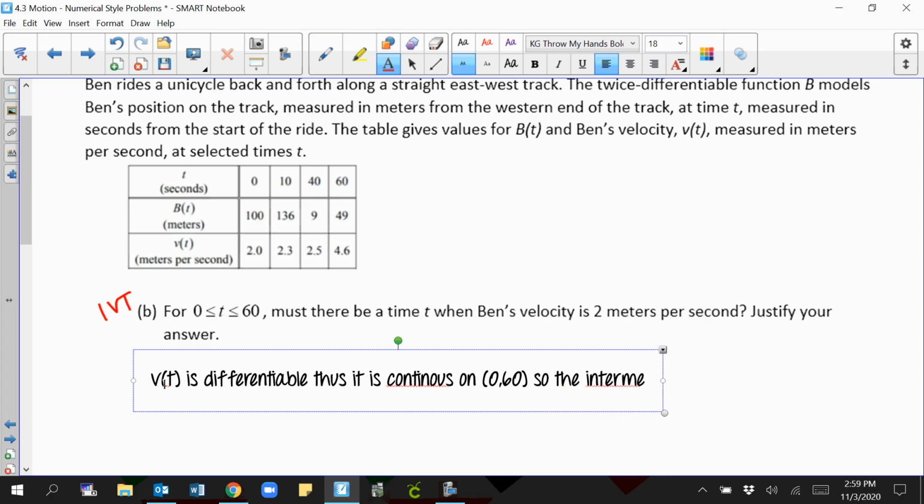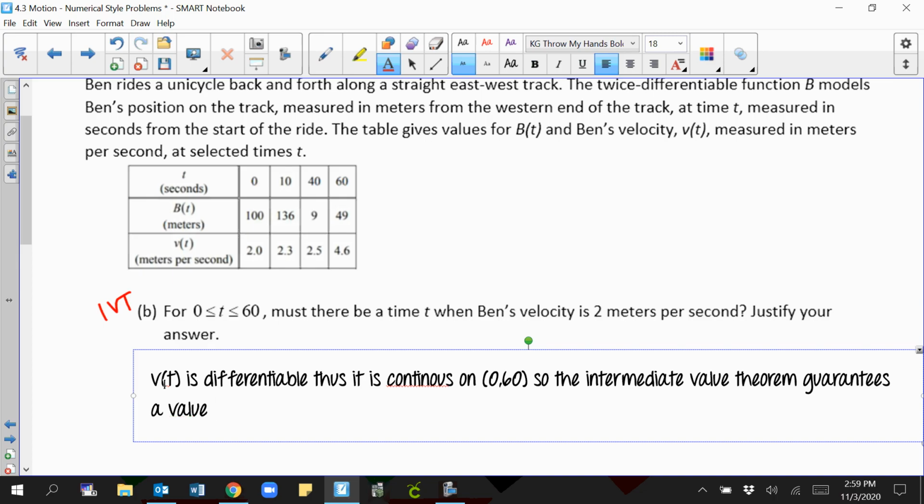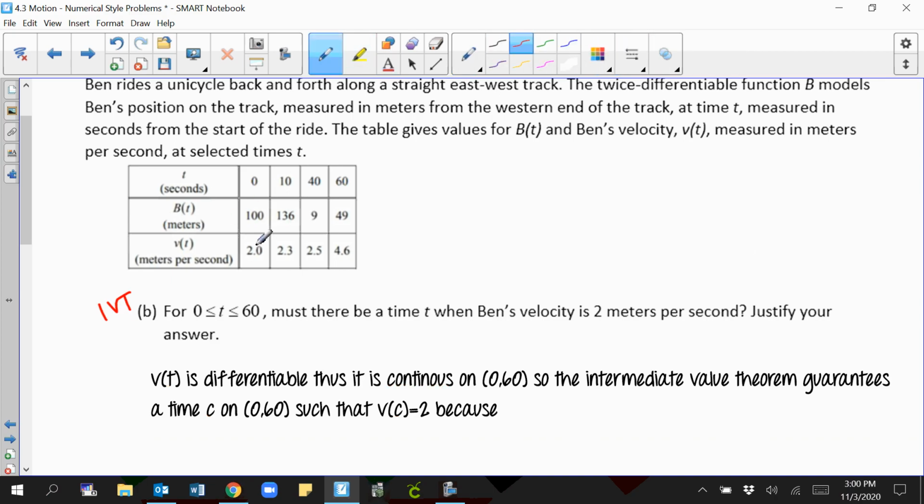So the intermediate value theorem guarantees a time c on our interval 0 to 60, such that v of c is equal to 2 because, and here's where we have to double check and make sure that all of our numbers line up. So if we're going from 0 to 60, at 0 our velocity is 2 meters per second.